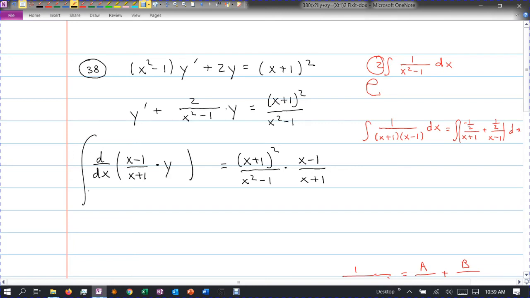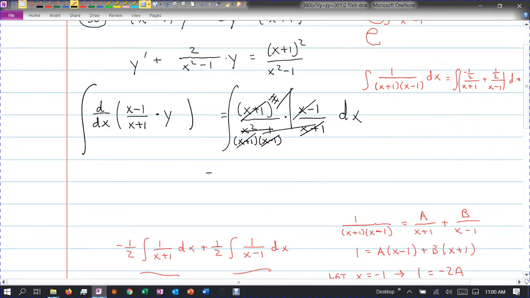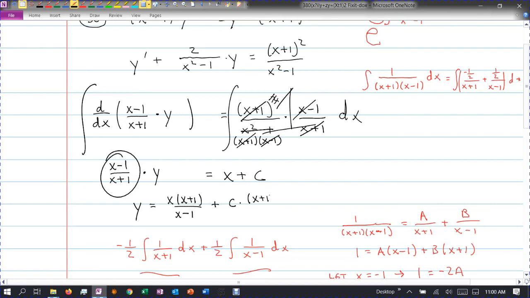And now we integrate both sides with respect to x, but we also get some things to turn out nice here, like this x plus 1 cancels with one of those. Remember, this is really x plus 1 times x minus 1. So the x minus 1's cancel, and another factor of x plus 1 cancels. So all we have here is a big old fat 1. So the antiderivative of that's just x plus a constant, and that equals x minus 1 over x plus 1 times y. And then we can multiply both sides by the reciprocal of this, which gives us x times x plus 1 over x minus 1 plus c times x plus 1 over x minus 1.